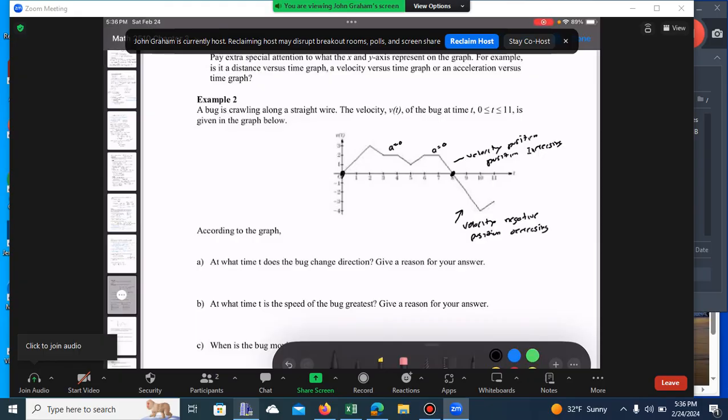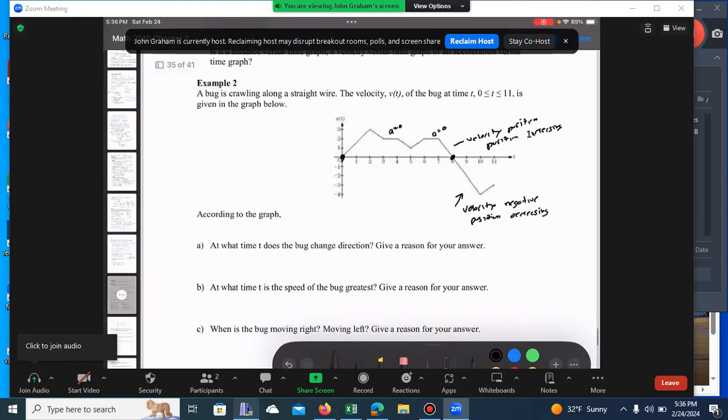So let's see what they're asking for. At what time t does the bug change direction? This is going to be when it goes from positive to negative. So this is going to be at t equals 8. Velocity changed.